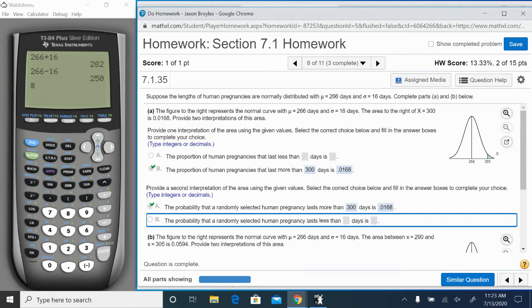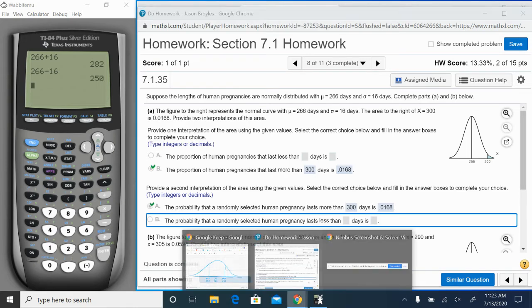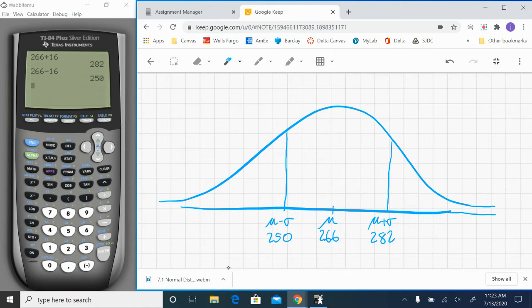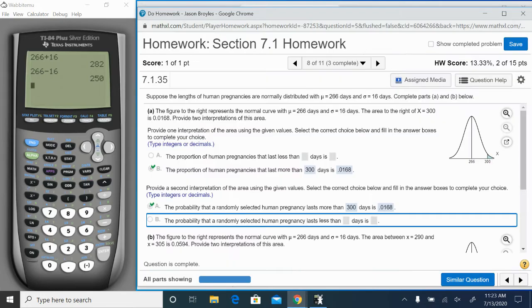So back on the homework question, they're shading this picture to the right of 300. So if this is 282, 300 is somewhere in this area here, and then they're shading to the right of that. So they want you to provide one interpretation. So the proportion of human pregnancies that last more than is the key here. We're shading to the right of 300. So more than 300 would be shading to the right. And then this probability is given to you in the problem up here. So you don't have to find that yet. In the next section, we will. And then provide a separate interpretation.